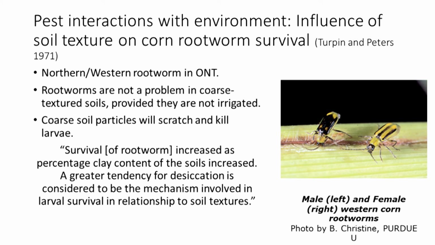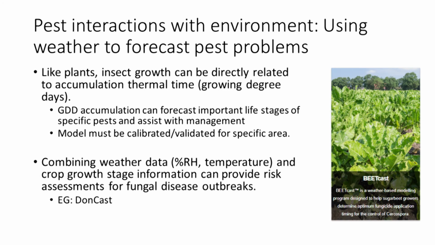And so we can probably think in Ontario, as rootworms become more of a problem, people that have coarser or sandier fields might gain some more protection. So the next interaction between environment and pests, and this is a big one, is the interaction between weather and pest prevalence or pest pressure.